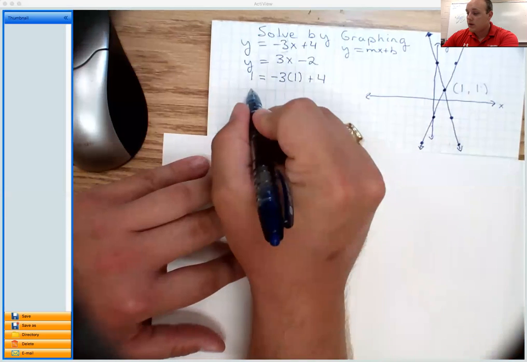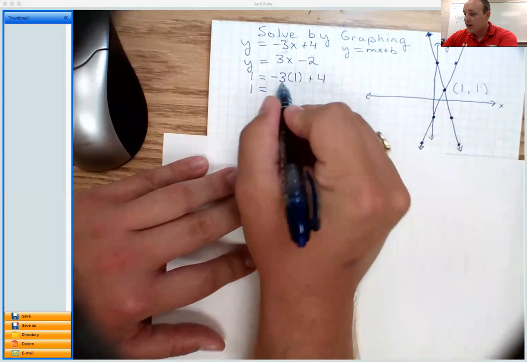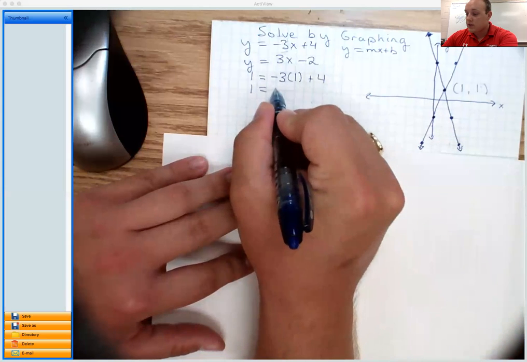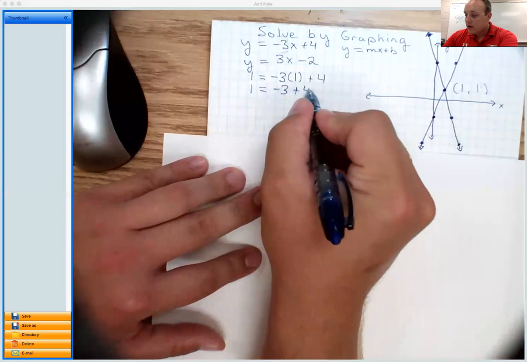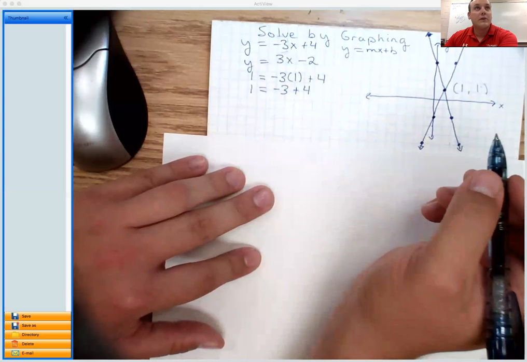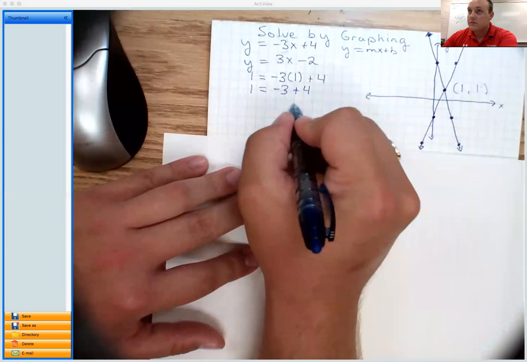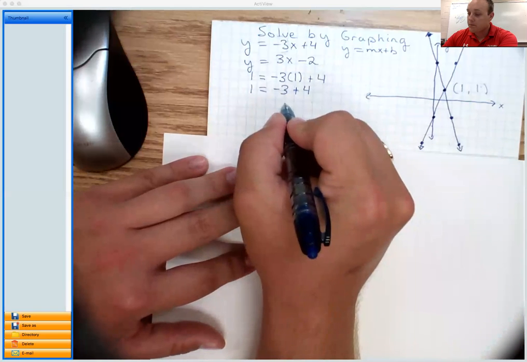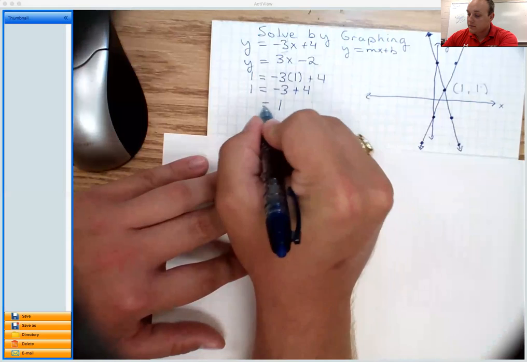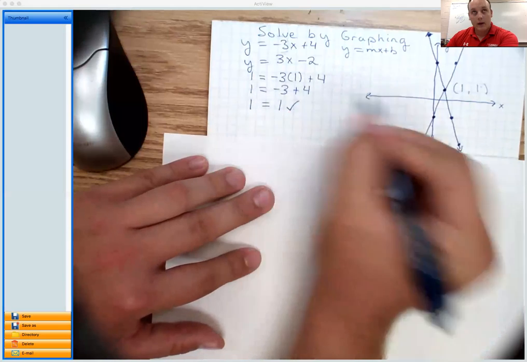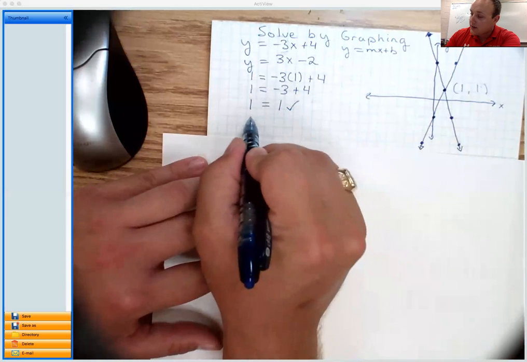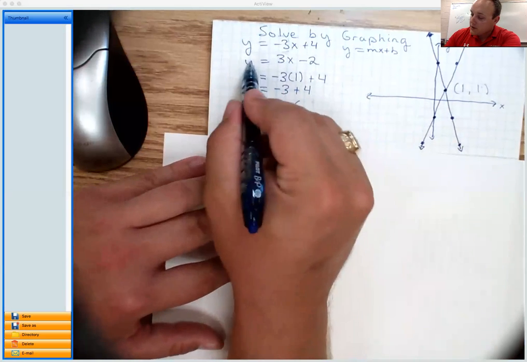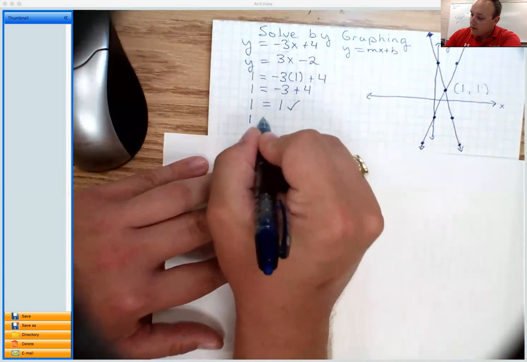All right, so 1 equals, and I have -3, because -3 times 1 is just -3, plus 4. And does that work out? Is -3 plus 4 1? Yep, sure is. And we plug it in. I'll verify it, but I'm sure you're correct. All right, so it's supposed to equal 1 on my bottom equation.